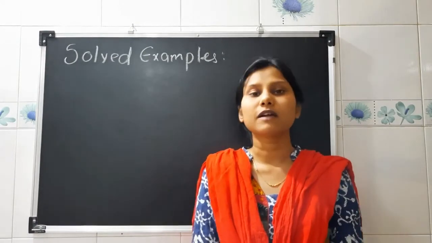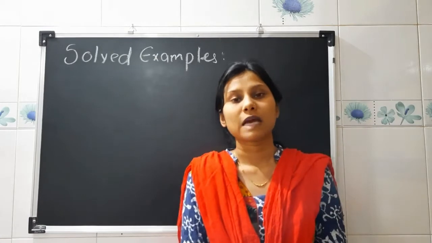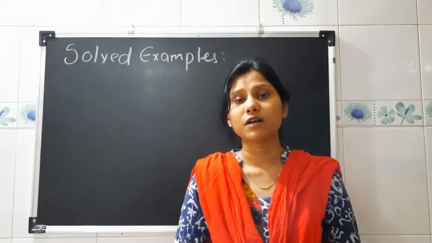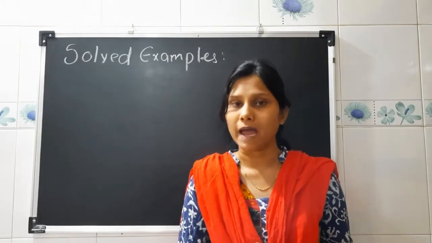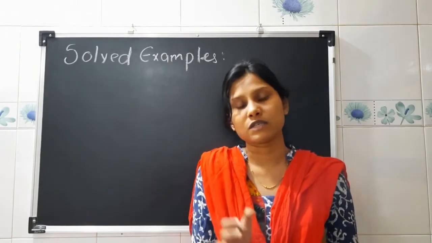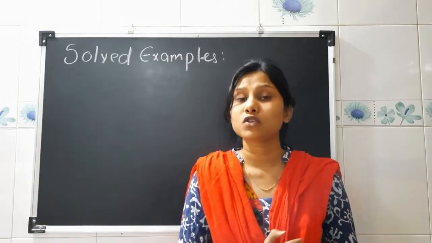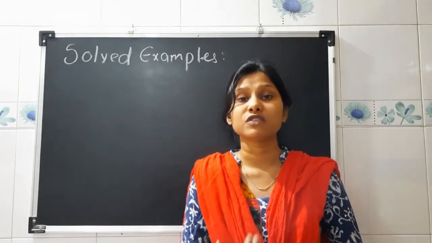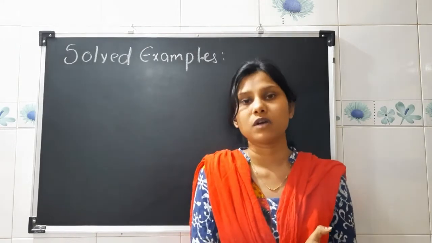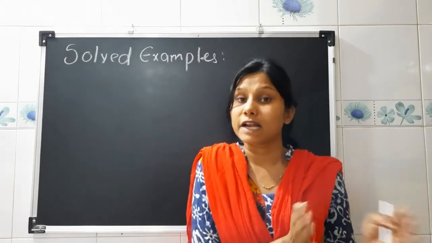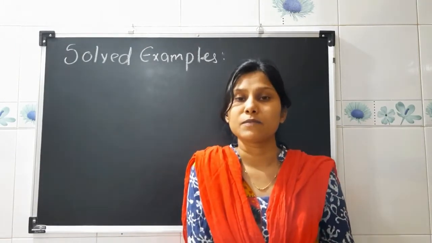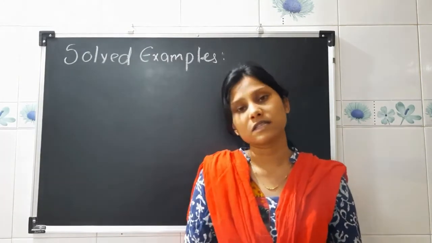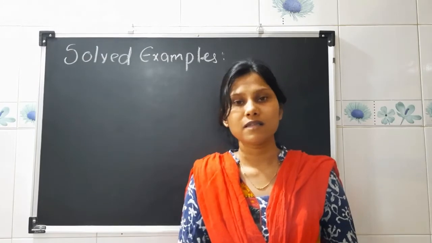Last week we started our new chapter number 14, Banks and Simple Interest. In that we learned what a bank is, what transactions take place in a bank, and the different types of accounts. Then we also saw the principal amount, interest, rate of interest, and how to calculate simple interest. All these things we saw in the last lecture.